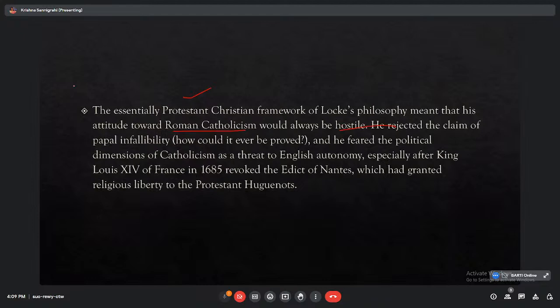So, what we have to take note of is that it is about his religious beliefs and what he considered as the right thing. So, he rejected the claim of papal infallibility. That is, how could it ever be proved? And he feared the political dimensions of Catholicism as a threat to English autonomy, especially after King Louis XIV of France in 1685 revoked the Edict of Nantes, which had granted religious liberty to the Protestant Huguenots.